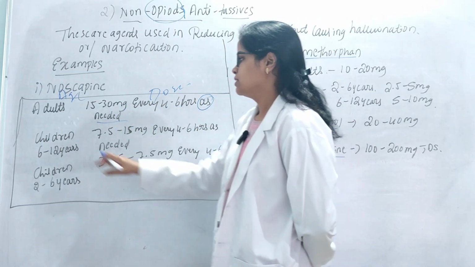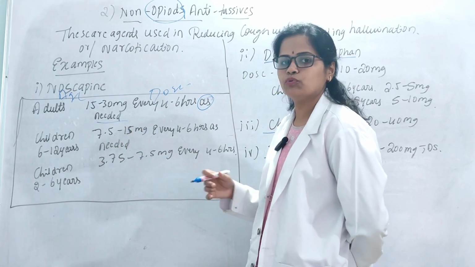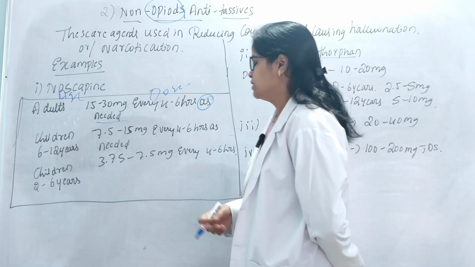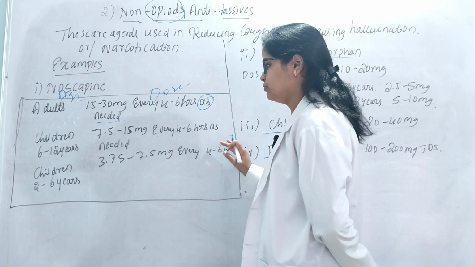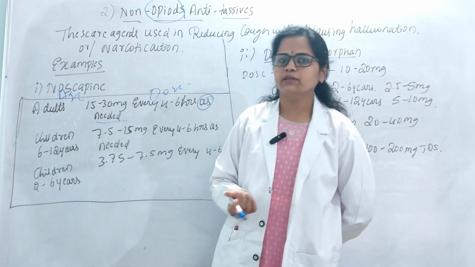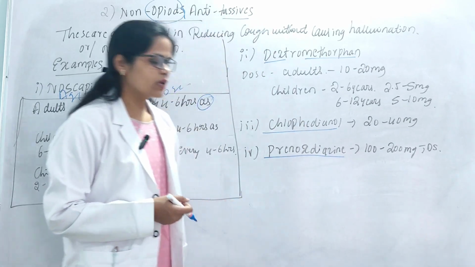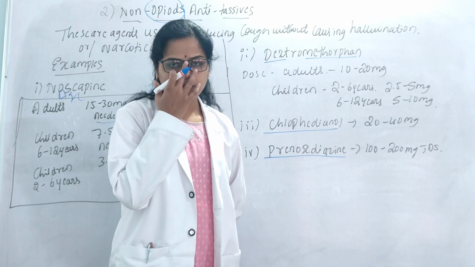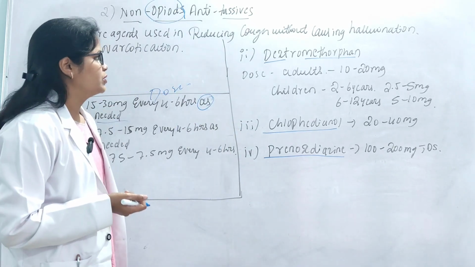Next, for children 6 to 12 years it is administered 7.5 to 15 mg every 4 to 6 hours. For children 2 to 6 years it is administered 3 to 7.5 mg every 4 to 6 hours. For children below 2 years it is administered according to the pediatrician's advice, depending upon the age and weight of the babies.